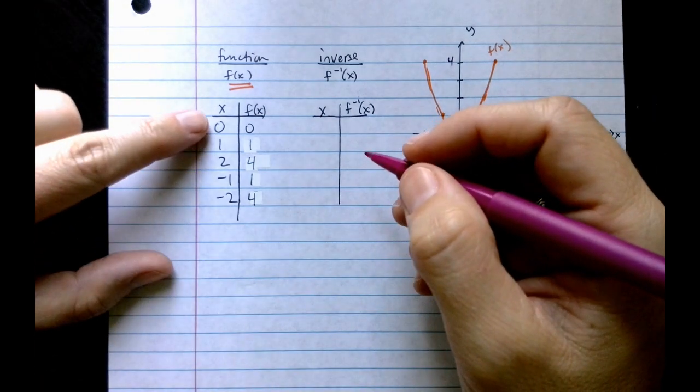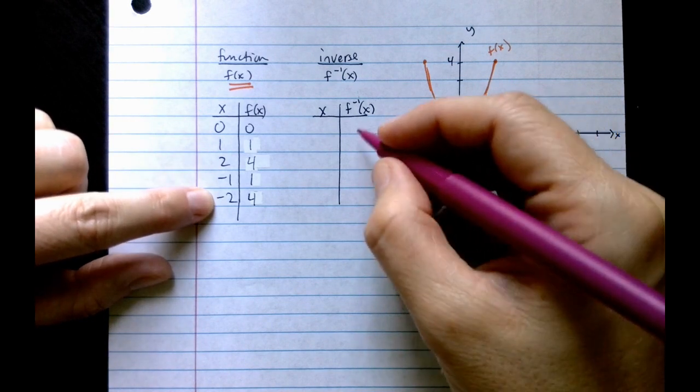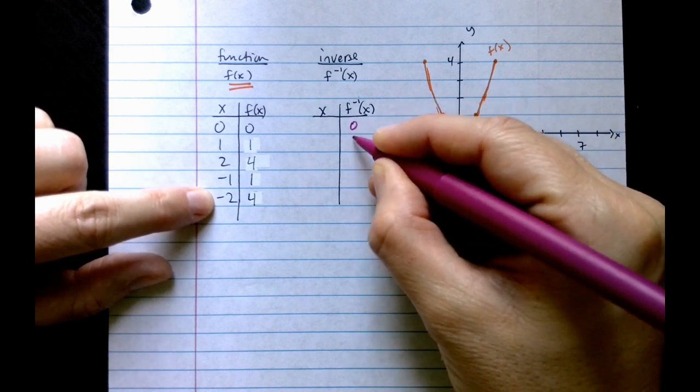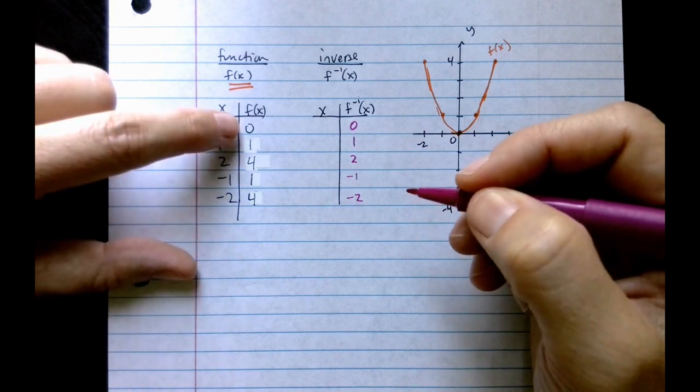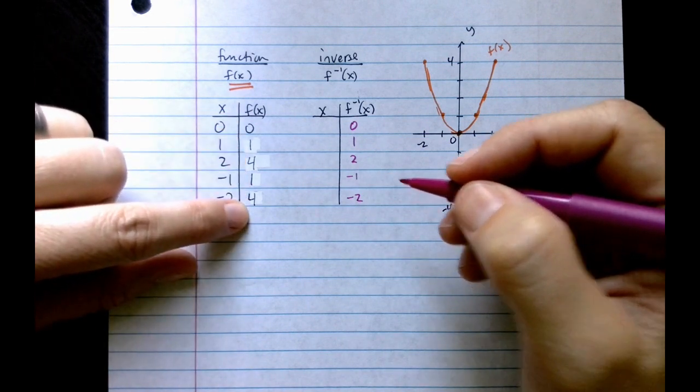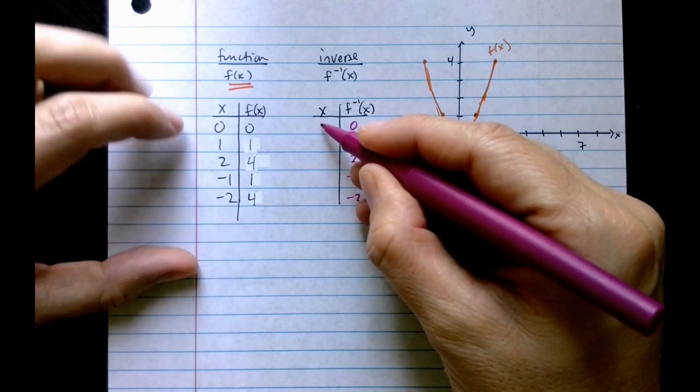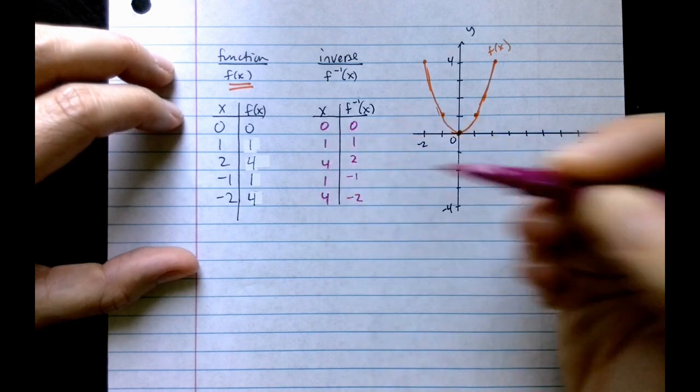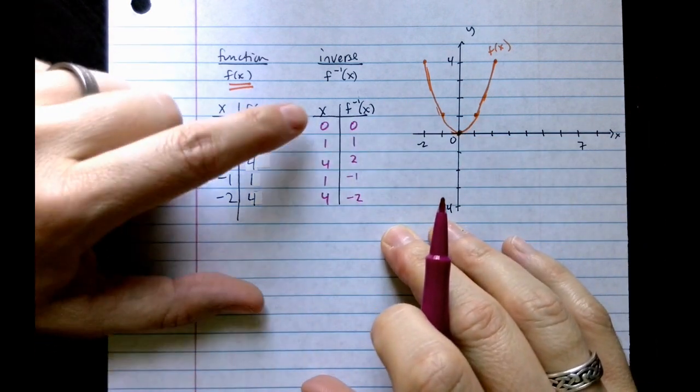Here's what I mean. Do you see all these inputs on f? They become outputs on f's inverse. Do you see all of these outputs on f? They become the inputs on f's inverse. Now let's graph these.